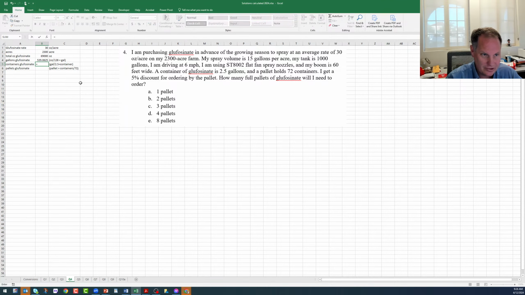So how many containers do I need? Well, let's divide the number of gallons by 2.5 because that's the number that we have in each container. So that puts us at 215 containers, which I still don't see as an answer because I'm not asking for it in terms of containers, I'm asking for pallets here. So now I'm going to take the number of containers divided by 72 containers per pallet, and we get virtually 3 pallets.